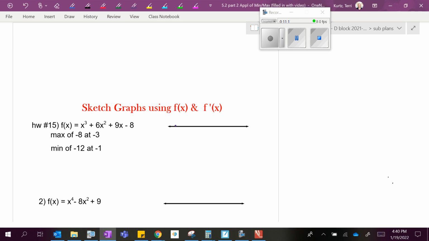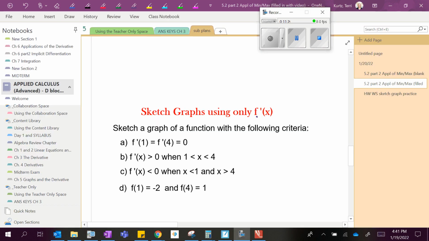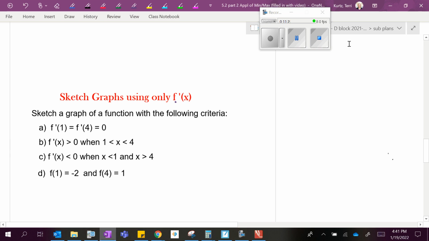Okay, now the next thing we're going to do is just a little exercise in graphing that is, to me, a good warm-up to sketching graphs of functions that we'll do next class. But here we're going to sketch a graph using only what we know about a derivative. So we're not even going to get the equation. We're just going to be told some information about a derivative, and we're going to use that to sketch a graph.